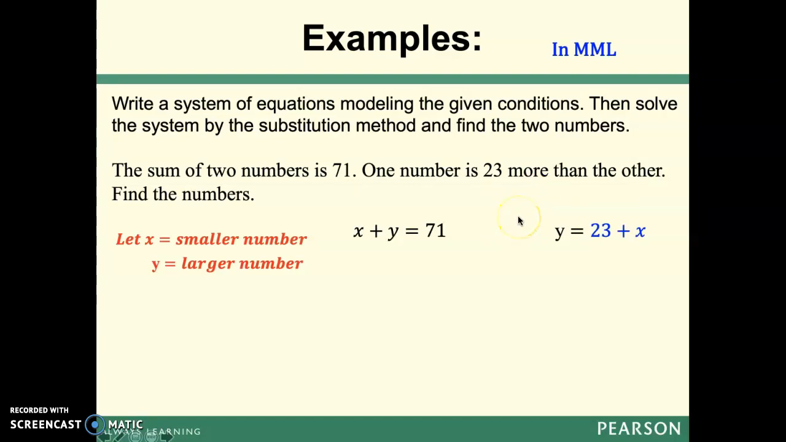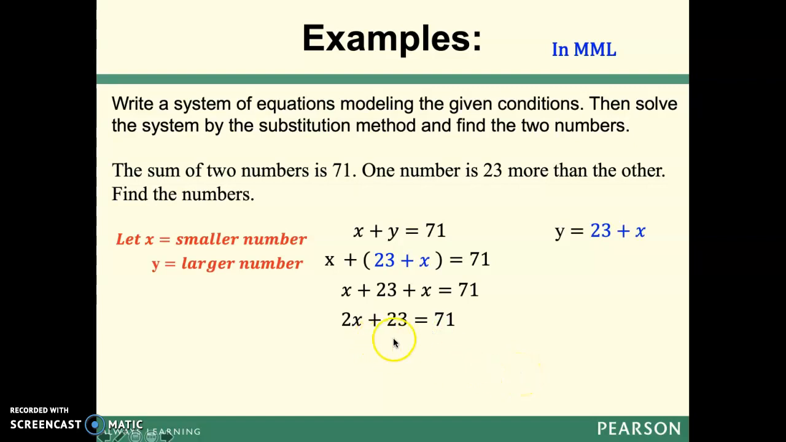This one is already set up for substitution. I'm going to substitute this expression for y in the first equation. Because we're not subtracting, we don't need those parentheses. Combine like terms, x plus x is 2x. Subtract 23 from both sides, divide both sides by 2. I know x is 24. Now, if I know x is 24, I can get y by plugging 24 in for x right here. And I get y is 47.